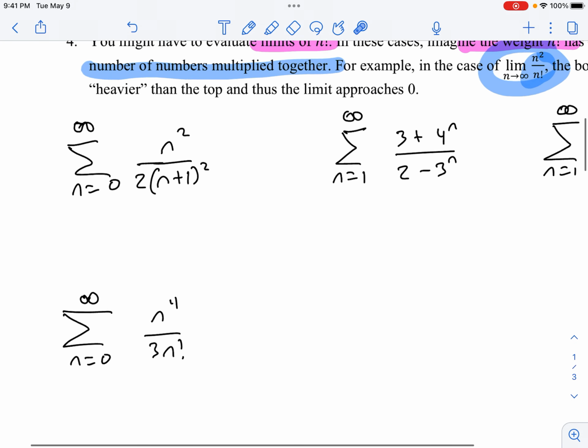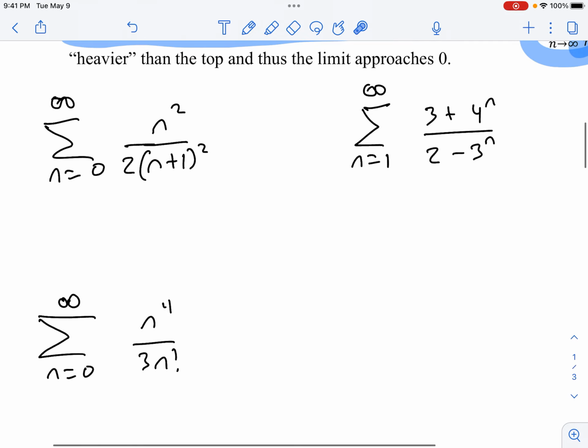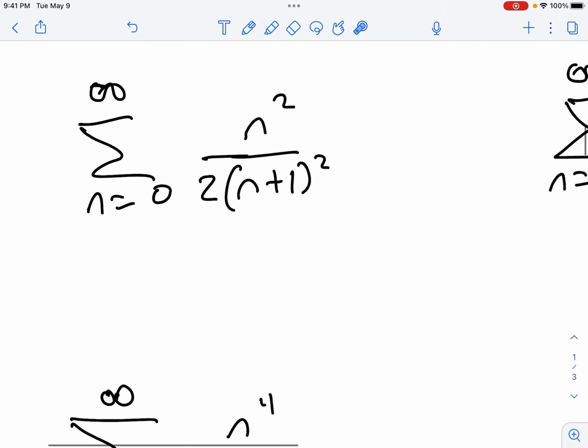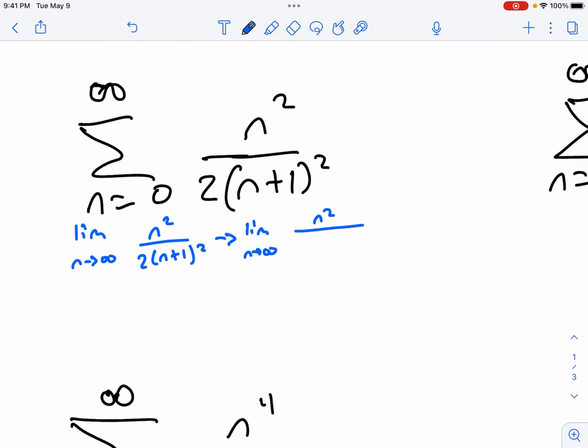So let me run through a few examples for you. So let's say we had this series. We'll start with this first one, n squared over (2n plus 1) squared. And so we want to find out, what do we know with the nth term test? So we'll say, okay, we want to find the limit as n approaches infinity of n squared over (2n plus 1) squared, which is the limit as n approaches infinity of n squared over 2, and then we have in parentheses n squared plus 2n plus 1.